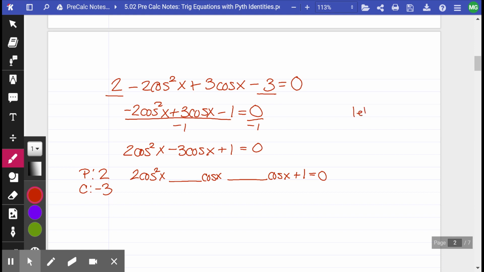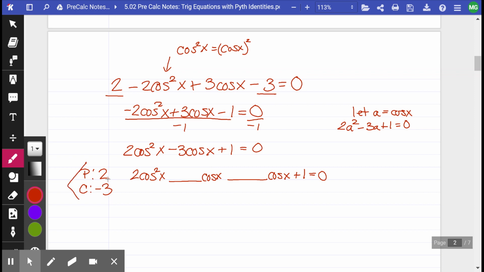Again, if it is easier for you, you could say, let a equal cosine of x. Just remember here, cosine squared x is the same as cosine x quantity squared. That's what that means. So if we use the a, it would become 2a squared minus 3a plus 1 equals 0. And then you can use p's and c's on that instead. But I'll continue doing it with the cosines so you can see how to do that.